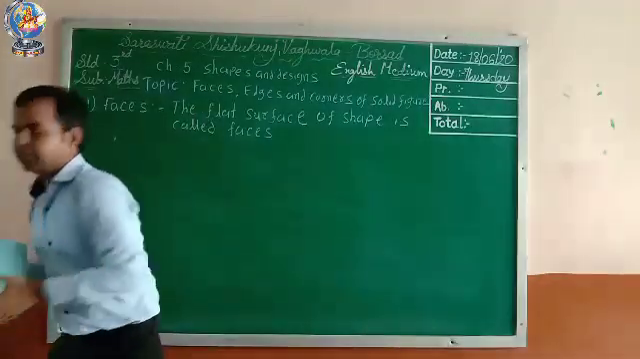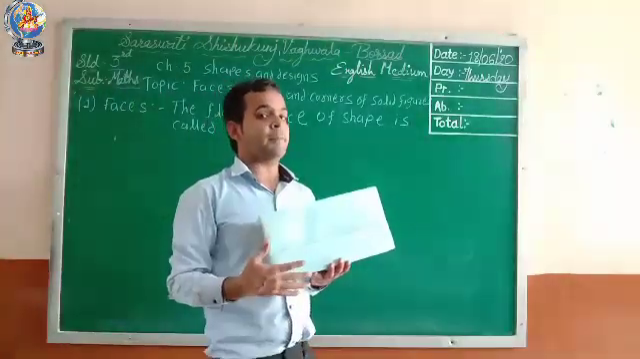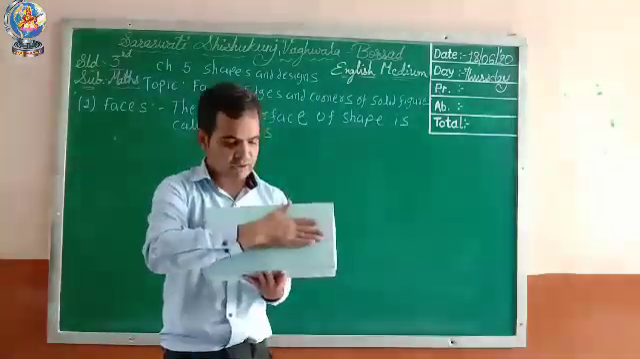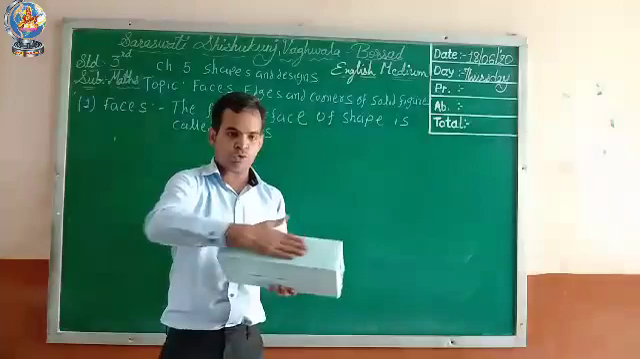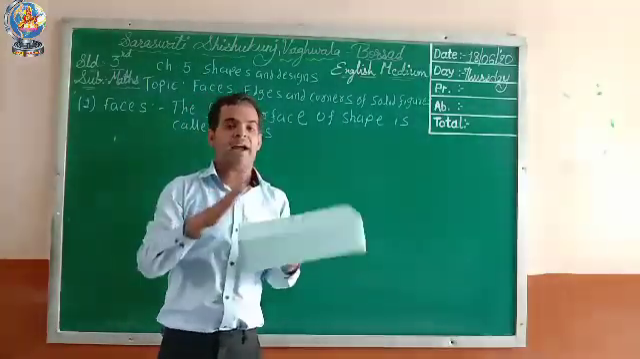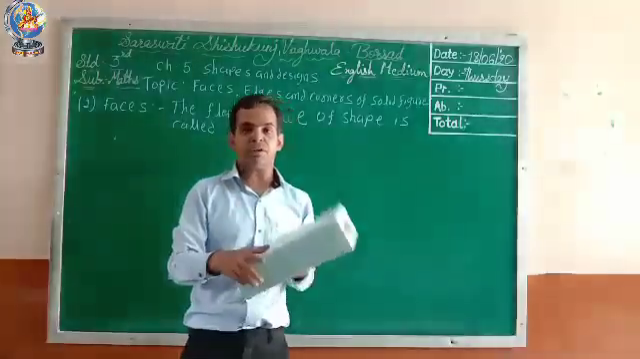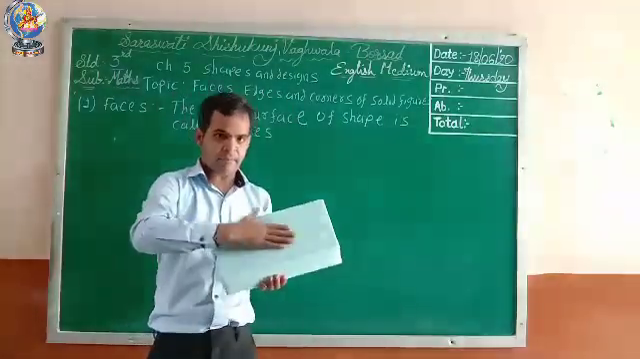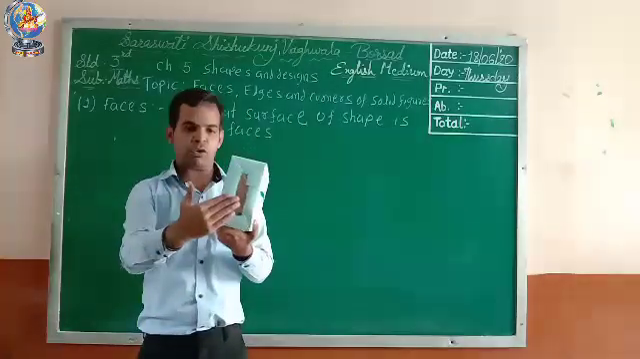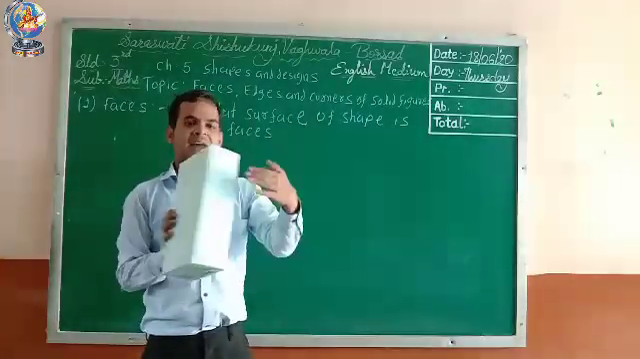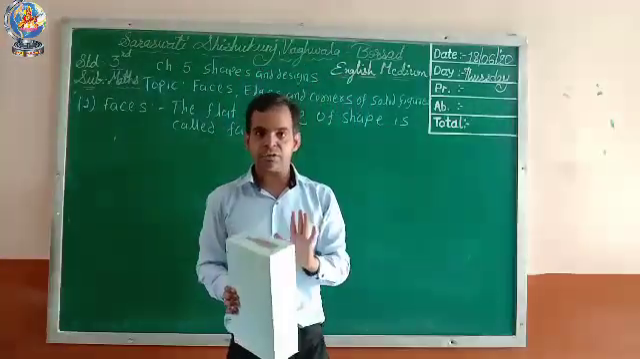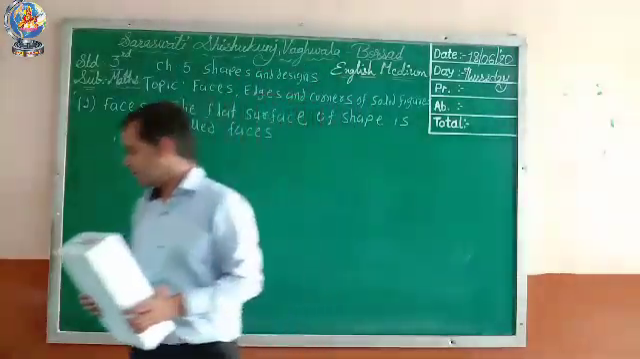For example, I will show you how many faces are in the cuboid. Here 1, a flat surface. Then 2, then 3, then 4, 5 and 6. Again I will show you: 1, 2, 3, 4, 5 and 6. So a cuboid has 6 faces. Understood about the faces?